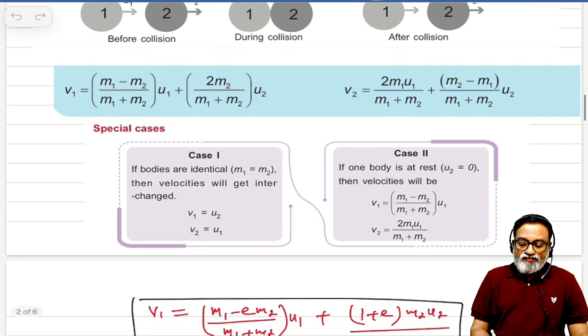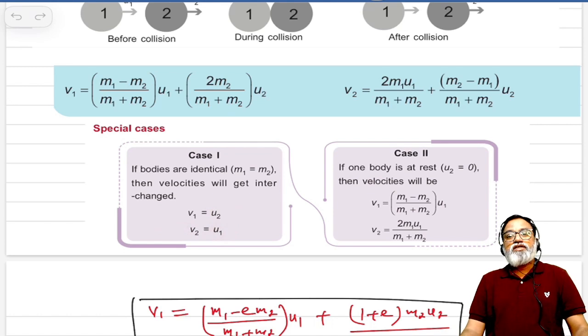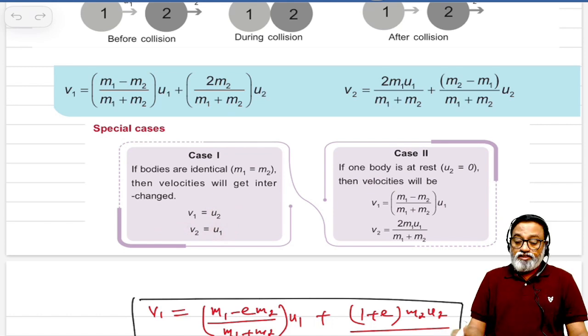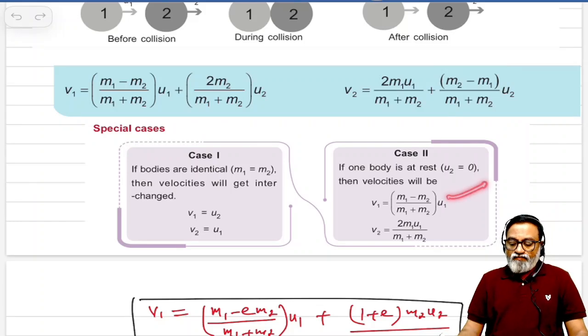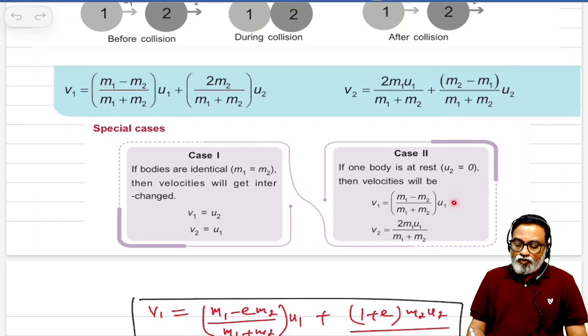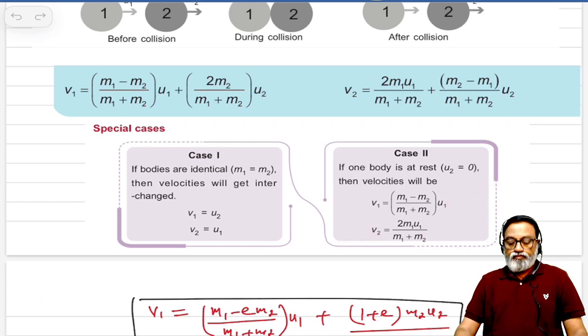Here are some special cases. For example, m1 is equal to m2. In that case, v1 is equal to u2 and v2 is equal to u1. Means the first body has the velocity of the second body, and the second body has the velocity u1. After collision their velocities are exchanged. For example, if one body is at rest, here u2 becomes 0, this term becomes 0, and v1 is equal to (m1 minus m2) by (m1 plus m2) into u1, and v2 is equal to 2m1 u1 by (m1 plus m2).